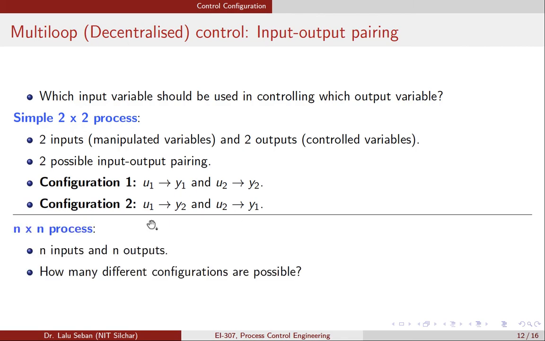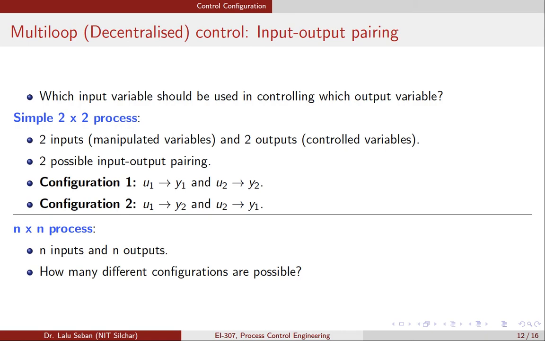So what about an n by n process, which has n inputs and n outputs? How many different configurations are possible? Can you think? For your understanding, for a 5 by 5 process, there are a total of 125 configurations possible. The input and output can be paired in 125 different ways.